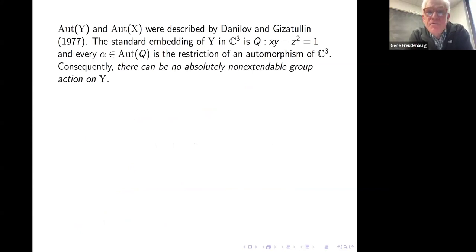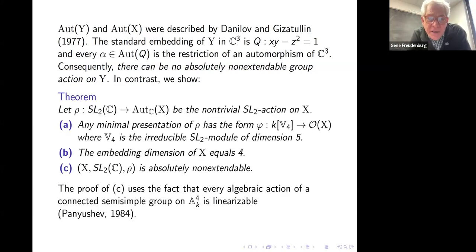The standard embedding of Y in C3, of course, is given by xy minus z squared equals 1. And every automorphism of that surface is, in fact, the restriction of an automorphism of the ambient space. That's a result of the description of that automorphism group that they gave. So consequently, notice there can't be any absolutely non-extendable group action on the surface Y. By way of contrast, I show the following.